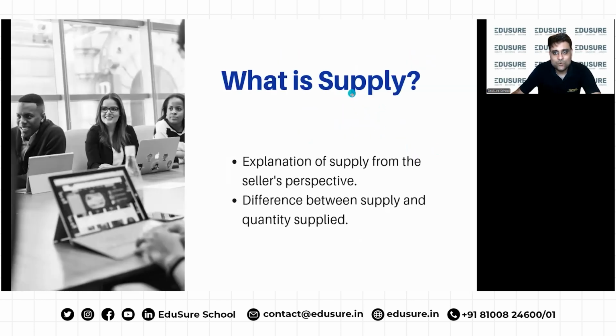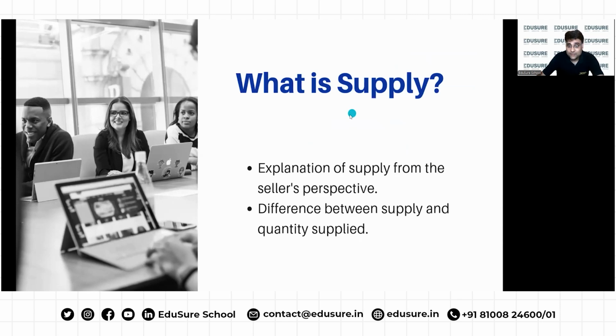Let's try and understand now what is supply. Okay, so we have seen demand, now let's move to supply. What do we mean by supply? So let's switch the perspective from the buyers to the sellers now. Supply refers to how much of a good producers are willing to sell at different prices. Just like demand, there is a difference between supply and quantity supplied. Supply is the general willingness to sell at various prices, while quantity supplied is the amount that the sellers are willing to sell at a specific price.